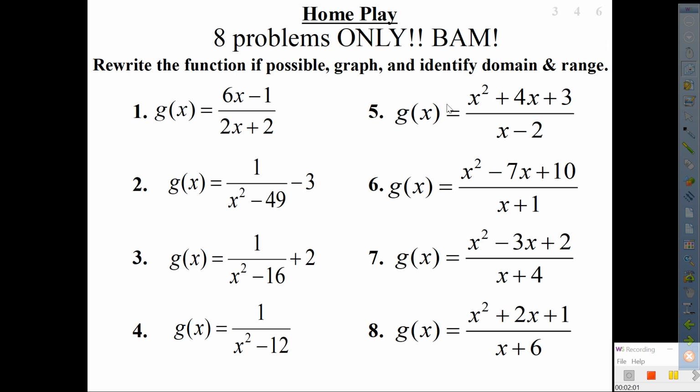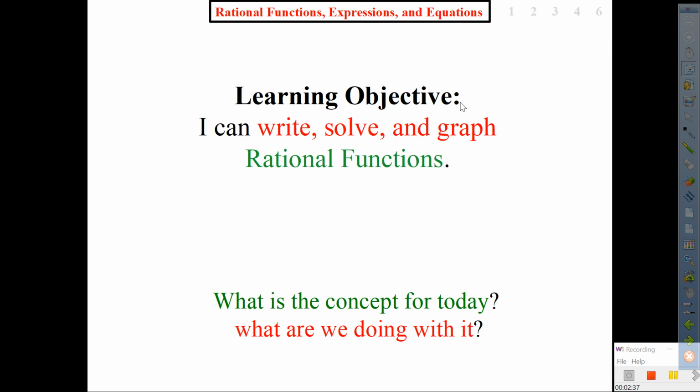All right, here we go. Our objective for today: I can write, solving graph rational functions. You don't need a Frayer model. So like I said, today we're going to be looking at some different types of rationals. But I do want to revisit what we did this past week and also yesterday, that we reviewed all of the functions.